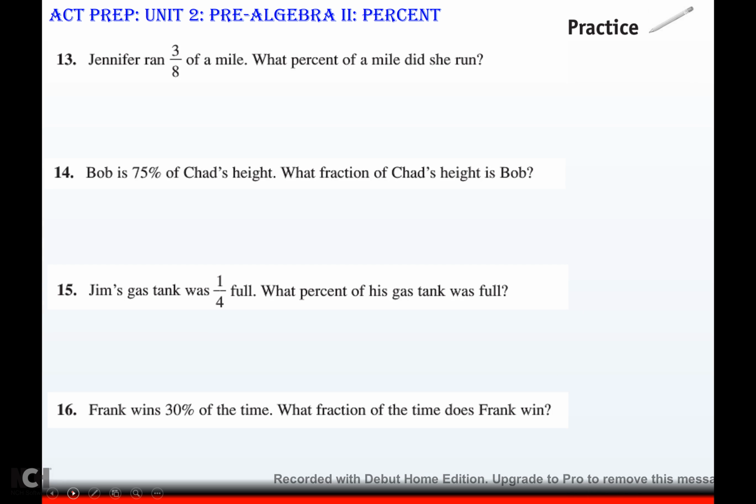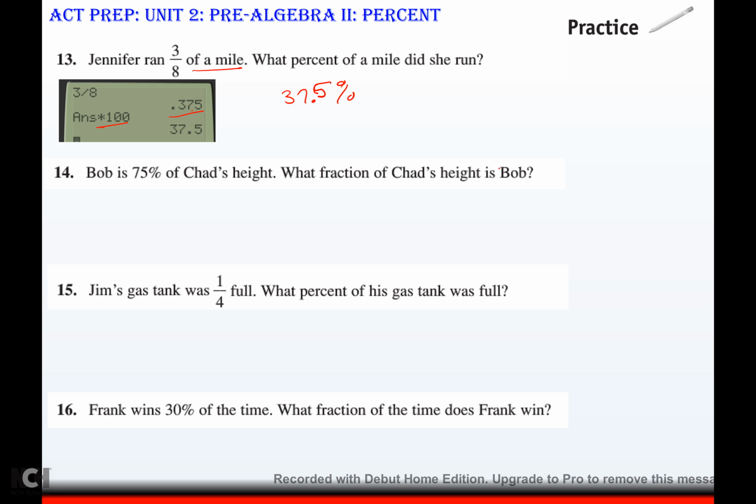Alright, so let's try some of these. It says Jennifer ran 3/8 of a mile. What percent of a mile did she run? Well, if she ran 3/8 of a mile, then we take 3/8 and we make it a decimal. 3 divided by 8 is 0.375. And then change it to a percent, multiply it by 100, or move it 2 places to the right, would be 37.5% of a mile.